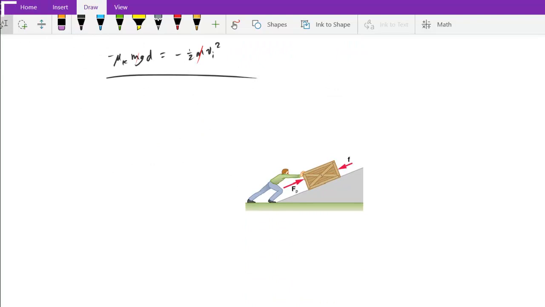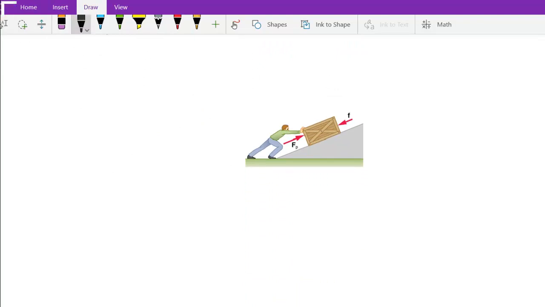Let's take a look at another example where we have a height difference here. And so we have this guy pushing up the ramp, and let me give a coordinate system here. We'll call the positive direction to be up the ramp, positive x, and a positive y to be out of the surface of the ramp. So he's pushing in the positive direction, friction is acting in the negative direction. We also have some weight pulling down that way as well.